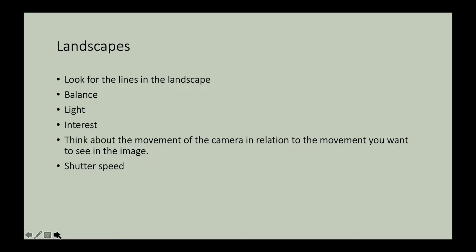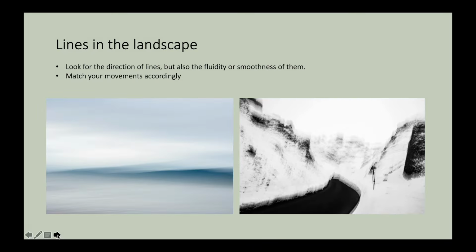Don't forget to look for balance, light, again your interest point, and think about the movement of the camera in relation to the movement you want to see in the image, and then shutter speed. These are just a few examples to talk about some options. Look for the direction of lines, but also the fluidity or smoothness in them, and then match your movements accordingly.